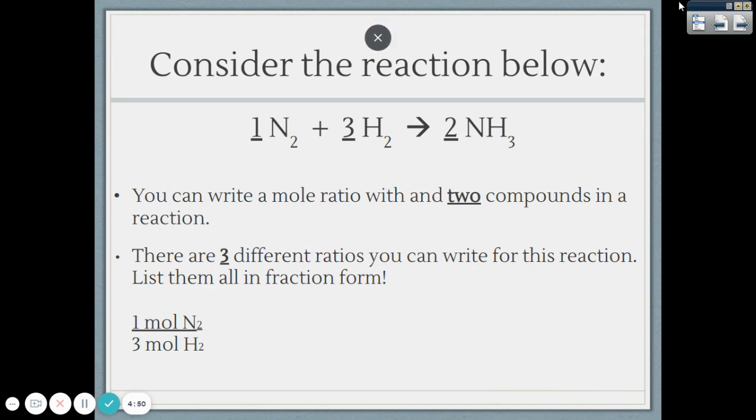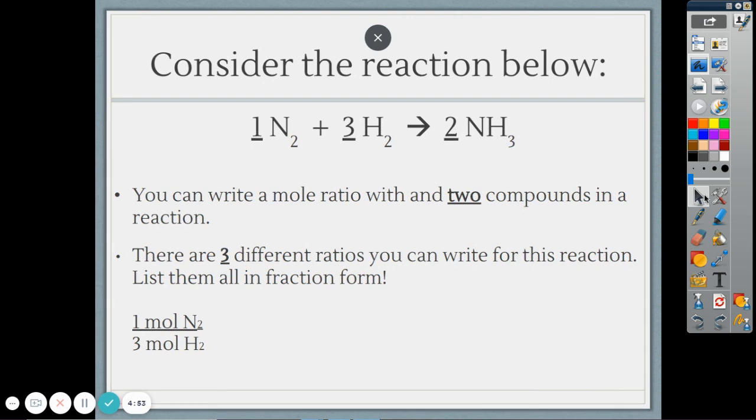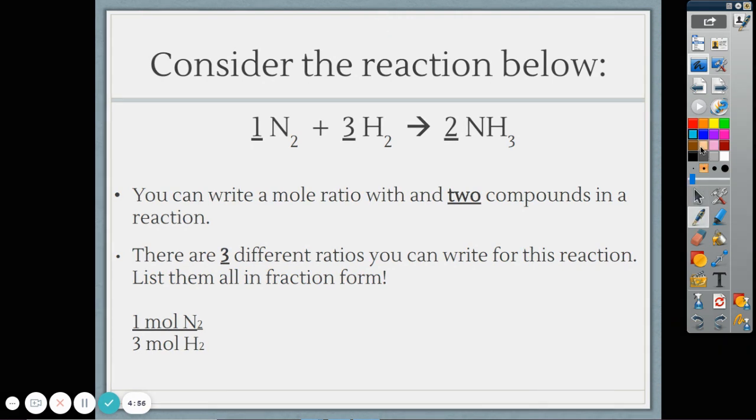So I have the first one here. I took my first reactant, N2, and since I'm writing the ratio between nitrogen and hydrogen, I said that 1 mole of nitrogen is equal to 3 moles of hydrogen. So I can now write a ratio between nitrogen and NH3. So 1 mole of nitrogen is going to be equal to 2 moles of NH3.